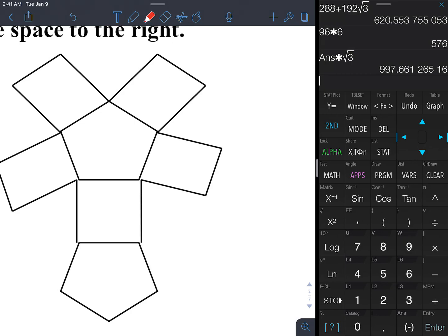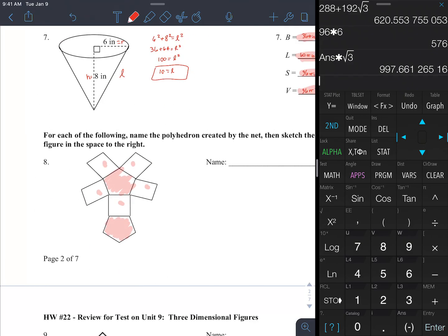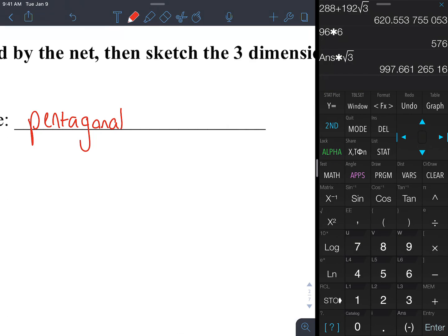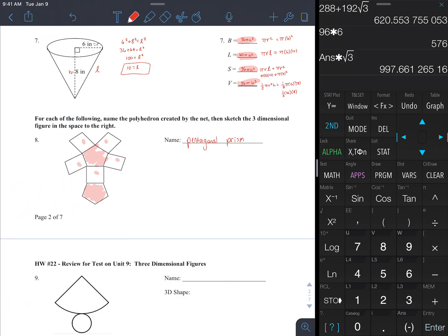What I am seeing, I see 2 pentagons right here, and then I see 5 rectangles right there. So that lets me know that has to be a pentagonal. You can say pentagonal or pentagon. Pentagonal is probably the best, but then it's a prism. Remember, a prism has 2 congruent parallel bases. If you were to fold that up, the 2 bases should be congruent and parallel at the same time.